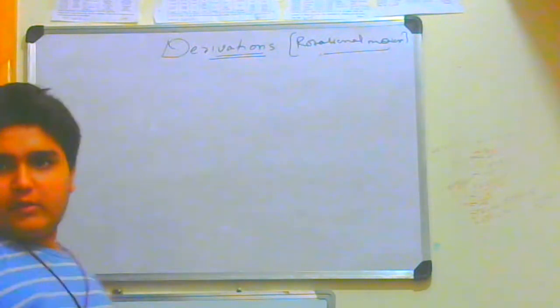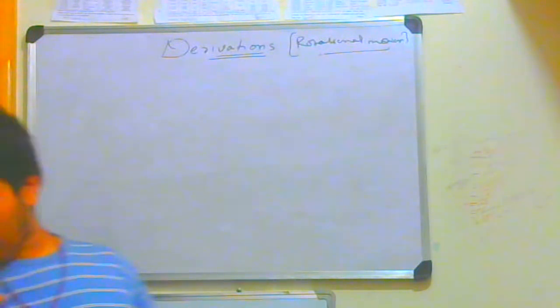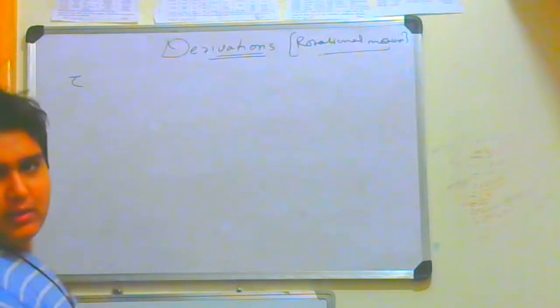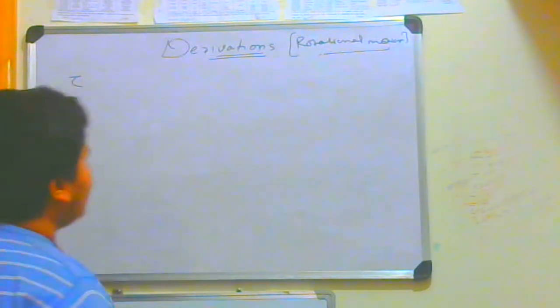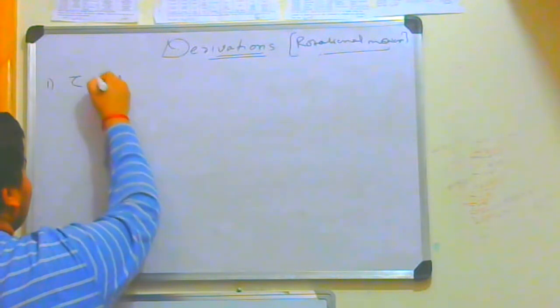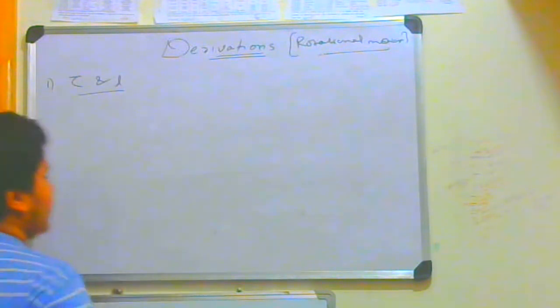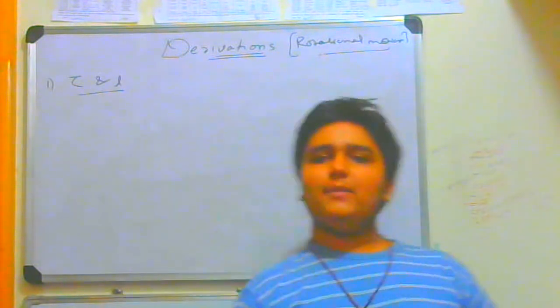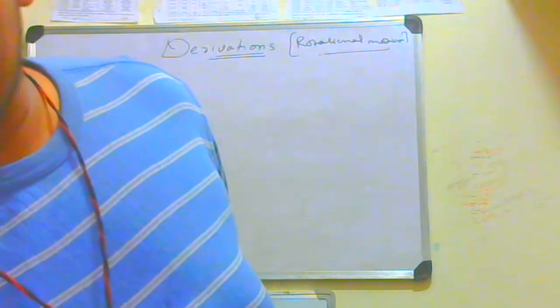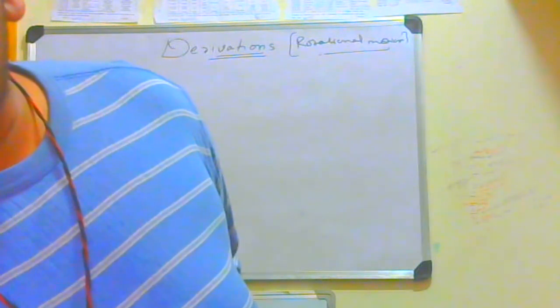Okay. For rotational motion, the first derivation is the relation between tau and L. What is tau? Tau is torque. And what is L? L is angular momentum. So the relation between tau and L. See, whenever you have such relations, do one thing: first look at one quantity, okay?